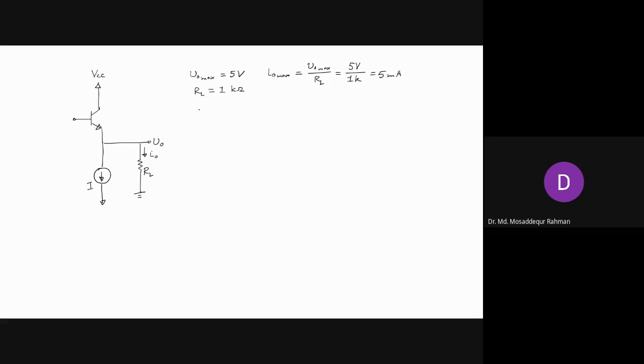So in that case, if we choose I as 6 milliampere, right? I think that will be good enough for the bias current. So when I is 6 milliampere, the current that will be flowing here, that we call IB, right? And how much will be IB?